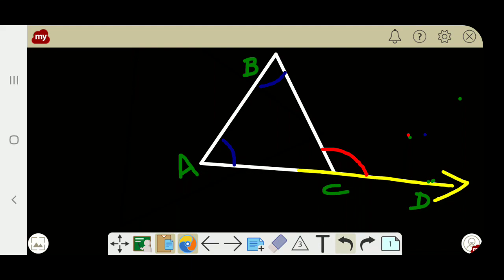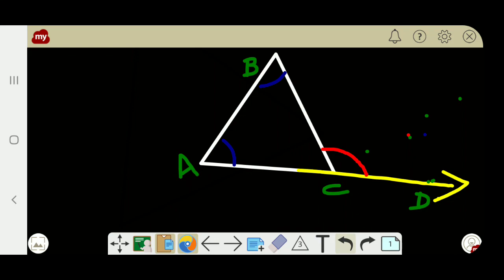Today's topic is exterior angle property. That is, here for triangle ABC, you can see that the side AC is produced to D. That is, the side AC of the triangle ABC produced to D means extend the side AC. Then you can see that one angle is formed in the exterior.